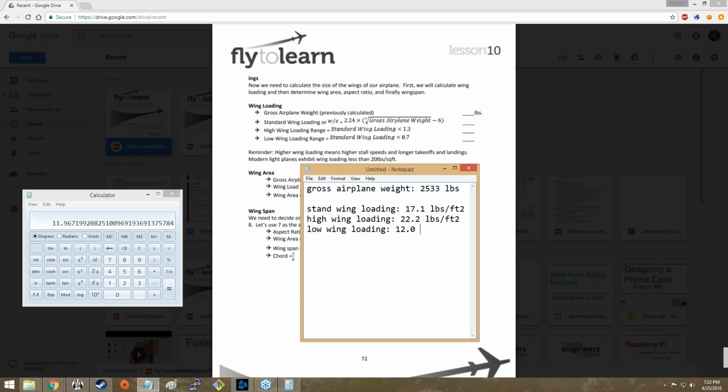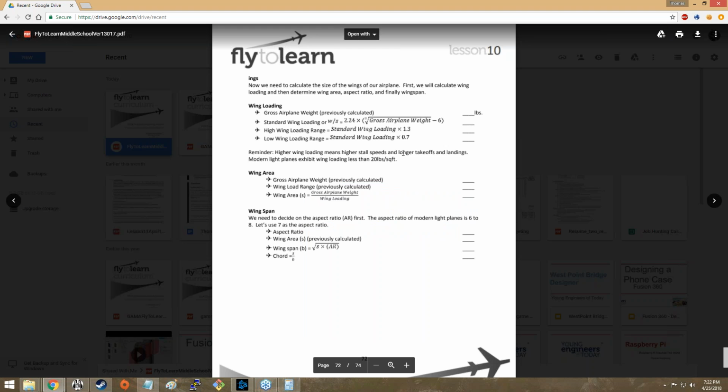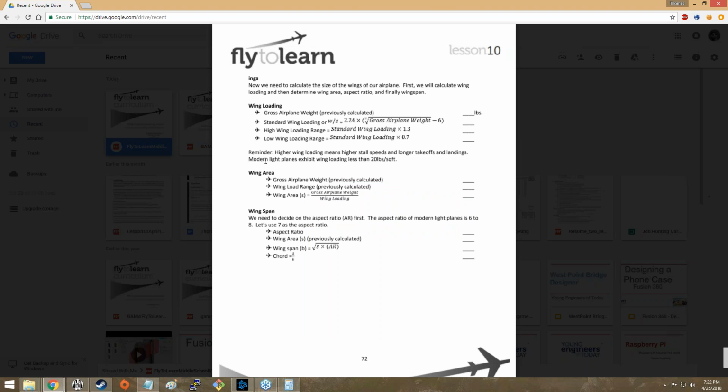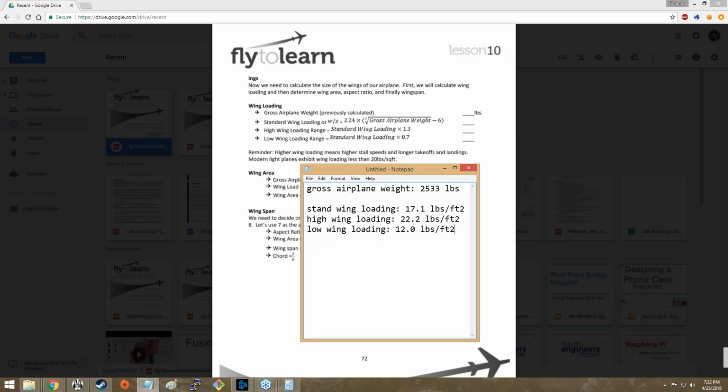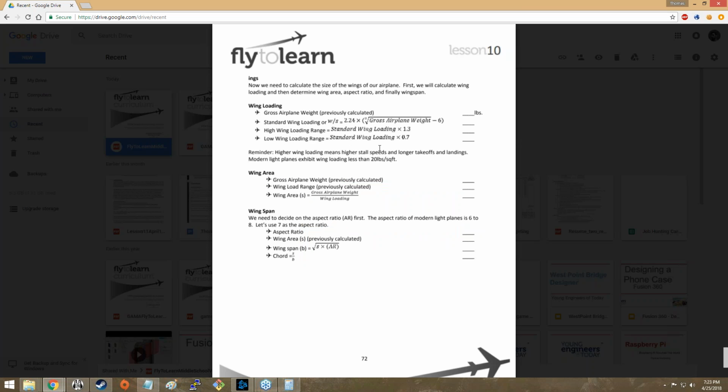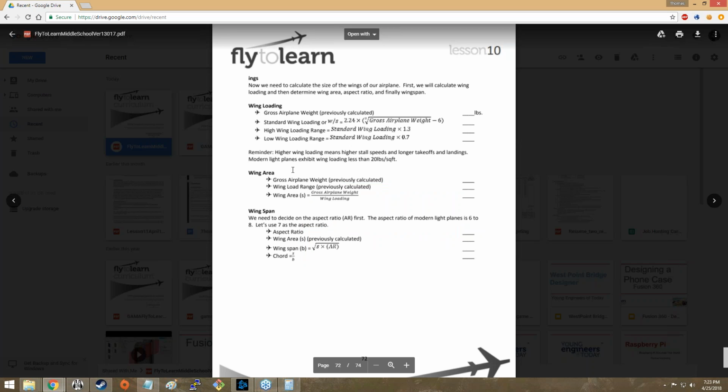So 12 pounds per square foot. And again, this relates back to we could either lower the weight of the plane or we can make the wings larger. Making the wings larger means that the plane is less maneuverable, however, it requires less speed to take off and less fuel to fly in general. So higher wing loading means higher stall speeds and longer takeoffs and landings, and modern light planes exhibit wing loading less than 20 pounds per square foot. So high wing loading is a little bit high for a light plane.